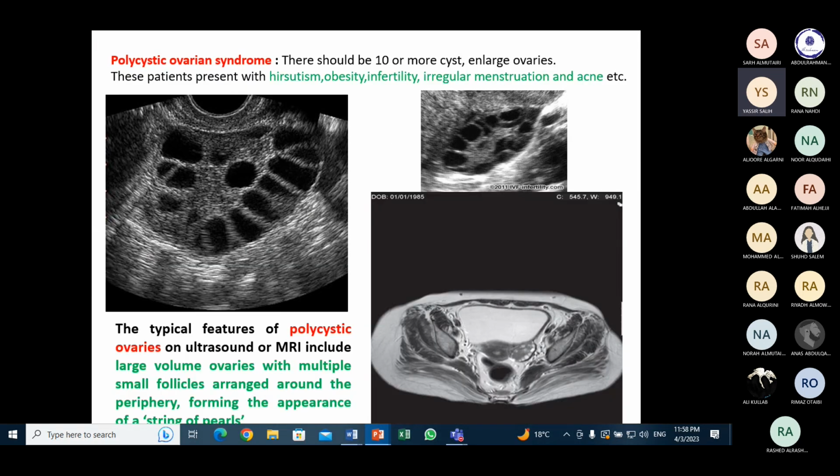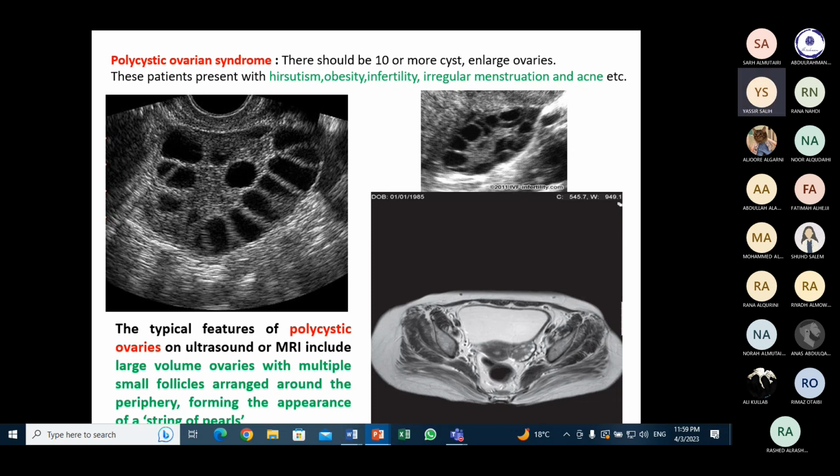Okay, now I will talk about a very important condition, polycystic ovarian syndrome. Of course we know the clinical presentation: the patient may present with irregular cycles, acne, obesity, and if married, infertility and hirsutism. Hirsutism is the presence of hair in abnormal positions like a male, for example above the lips, an abnormal distribution of hair in male areas. Hirsutism, obesity: this is the clinical presentation.